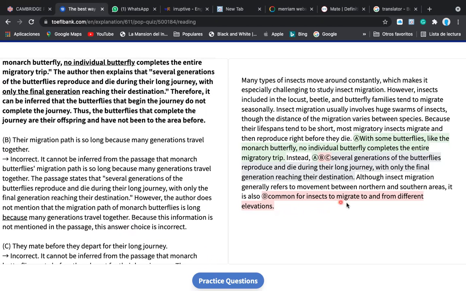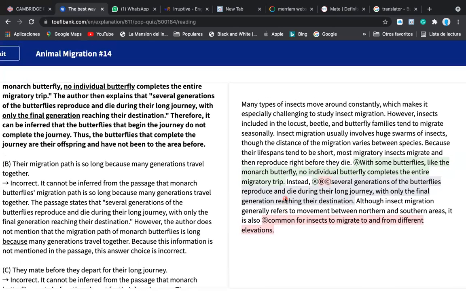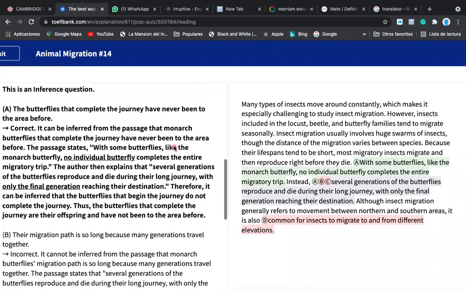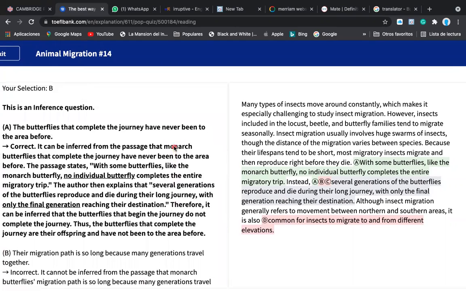Common for insects to migrate. Okay. The author does not mention that the migration paths of monarch butterflies. So he's not mentioning it. That's why it's incorrect. And it says here, the butterflies that complete the journey have never been to an area before. Correct. It can be inferred from the passage that the monarch butterflies that complete the journey have never been to that area before. Oh my God, and I'm supposed to learn this from this. With some butterflies, like the monarch butterfly, no individual butterflies complete the entire migratory trip.